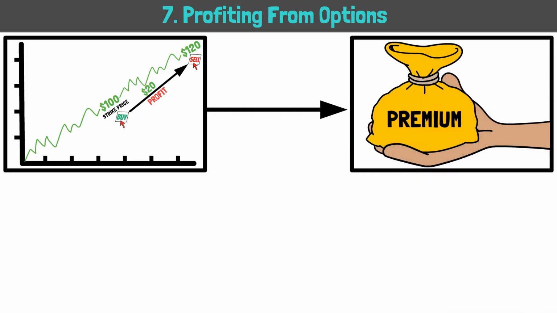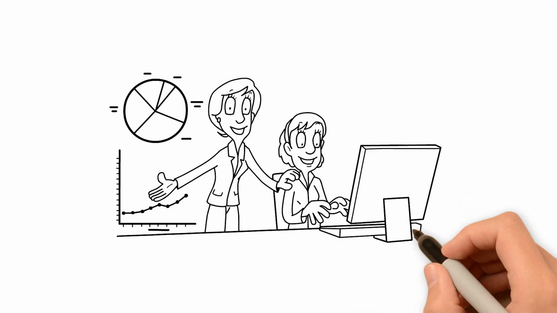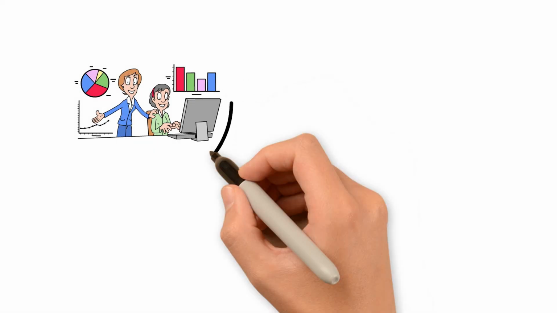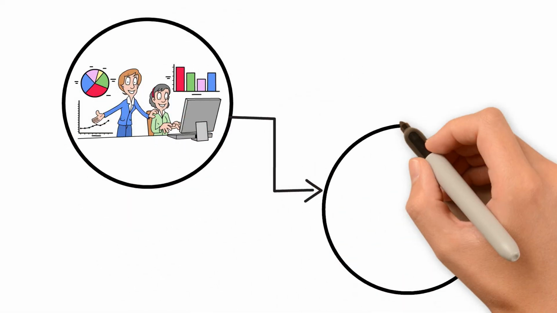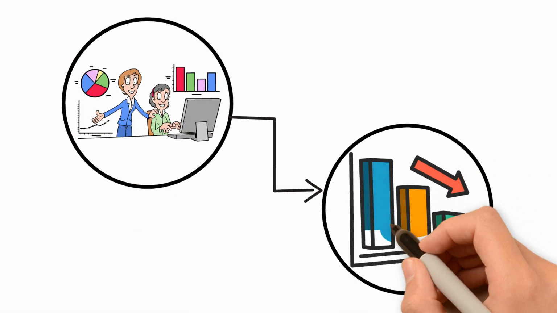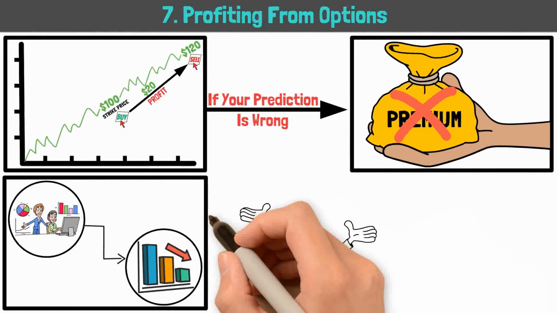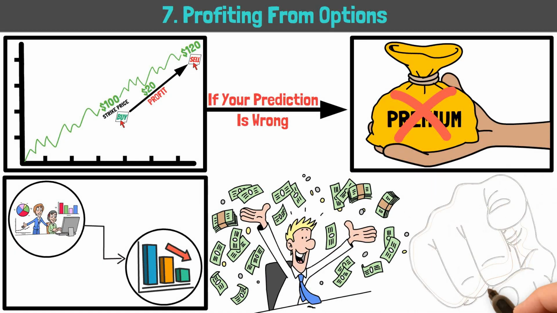However, it's a double-edged sword, because if your prediction is wrong, the most you'll lose is the premium you paid. This makes options a powerful tool for those who are good at predicting market movements, but also limits the damage for those times when the market doesn't move as expected. It's like betting a little to win a lot, but you should always be prepared for the possibility of losing your bet.